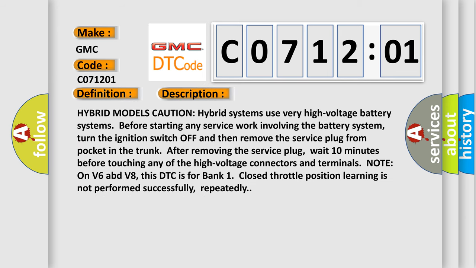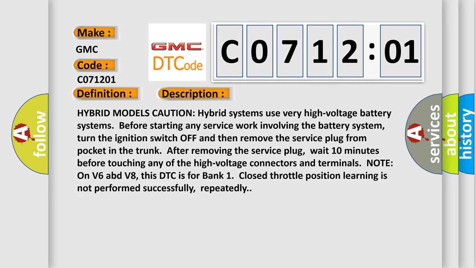Hybrid models caution: hybrid systems use very high voltage battery systems. Before starting any service work involving the battery system, turn the ignition switch off and then remove the service plug from the pocket in the trunk. After removing the service plug, wait 10 minutes before touching any of the high voltage connectors and terminals. Note: on V6 and V8, this DTC is for bank 1.